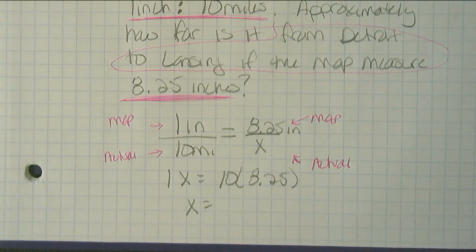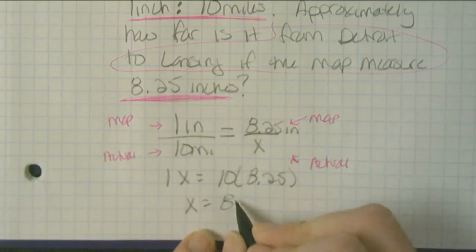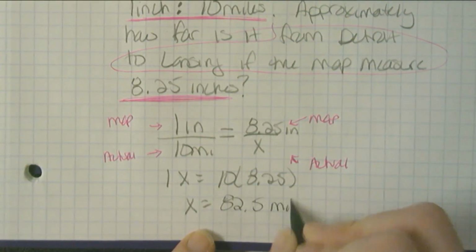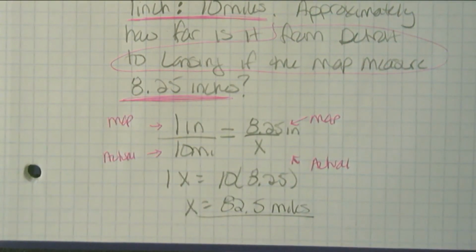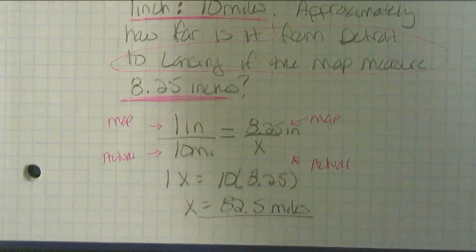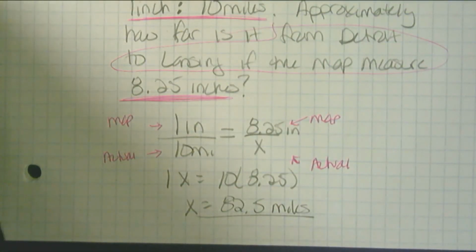How many miles is it from Detroit to Lansing in actual life? Drew? 82.5 miles. You guys cool with that? Alright, that's it. Please use your notes as a guide. Clear your calculators before you put them away for me, please.